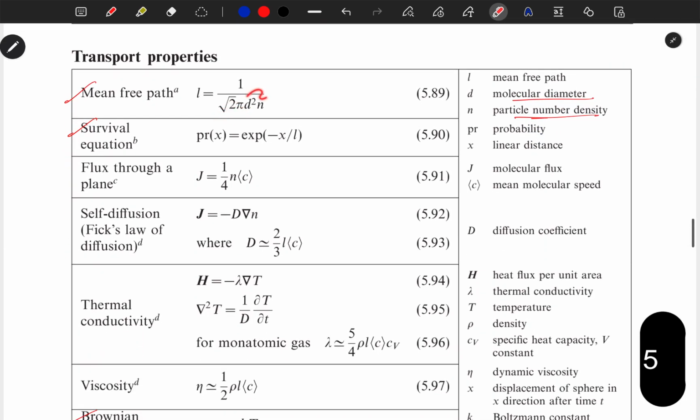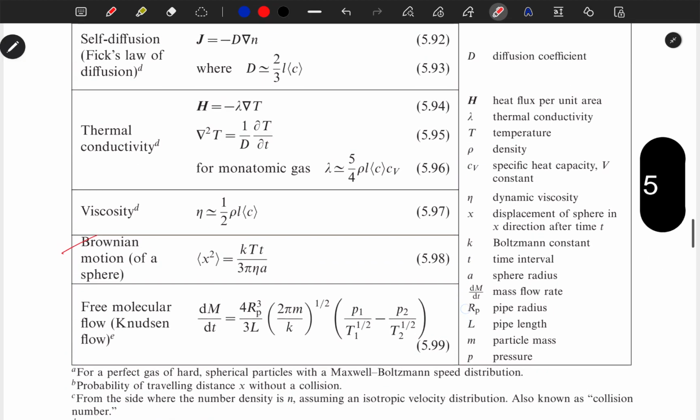Transport properties, L equal to 1 by root over 2 pi d square n. D is the molecular diameter and n is the particle number density. Survival equation, probability P equal to e to the power minus x by L. Brownian motion, mean square displacement equal to kT t by 3 pi eta a.